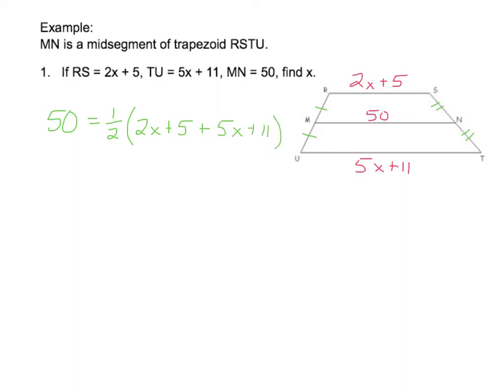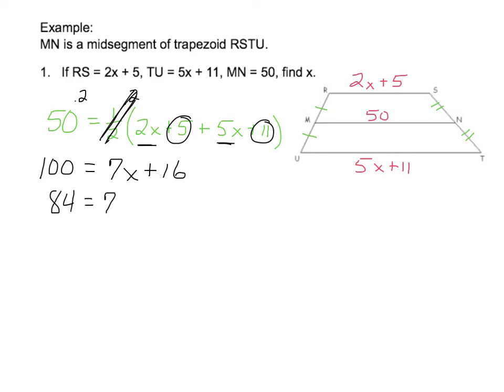Now, this might be a little freaky at first because you've got that 1/2 there, but what I'm going to do is get rid of it by multiplying both sides by 2. So when I multiply both sides by 2, 50 times 2 gives me 100. This 1/2 and this 2 are gone, so then all I have to do is put like terms together. 2x and 5x makes 7x. This 5 and this 11 makes 16. Now when I solve, I subtract the 16, so I get 84 equals 7x. Divide, we get x is 12. So all you had to do was make sure that you knew how to set up the equation. In the next example, you're going to set it all up on your own.